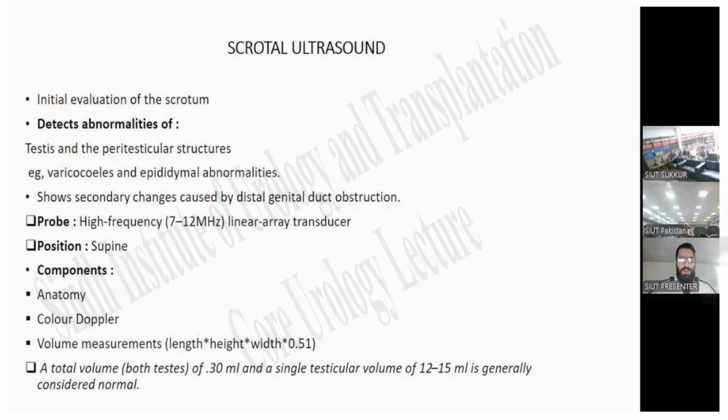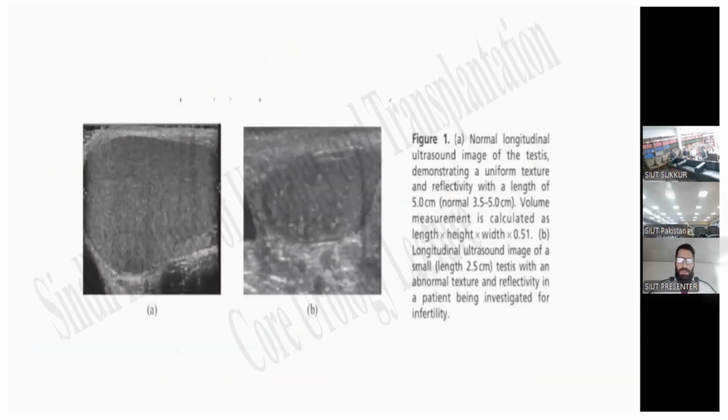After that, a color Doppler and volume measurement of the testes. The volume is measured by multiplying length into height into width into 0.51. A total volume of both testes of 30 ml or a single testicular volume of 12 to 15 ml is generally considered normal. So the image A shows a normal testes, and image B is the ultrasound image of a small testes.